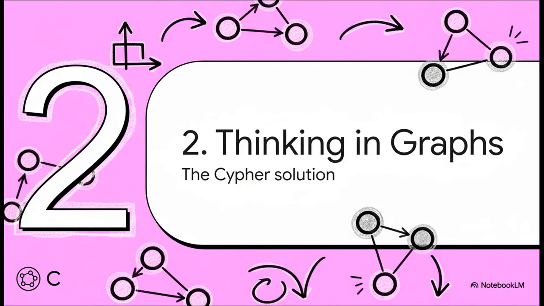So what if we just stopped doing that? What if we stopped trying to cram these rich, complex relationships into rigid tables? Well, that's the big shift to thinking in graphs. Graph databases are built to treat relationships as the most important thing in the dataset. And Cypher, that's the language we use to talk to them.